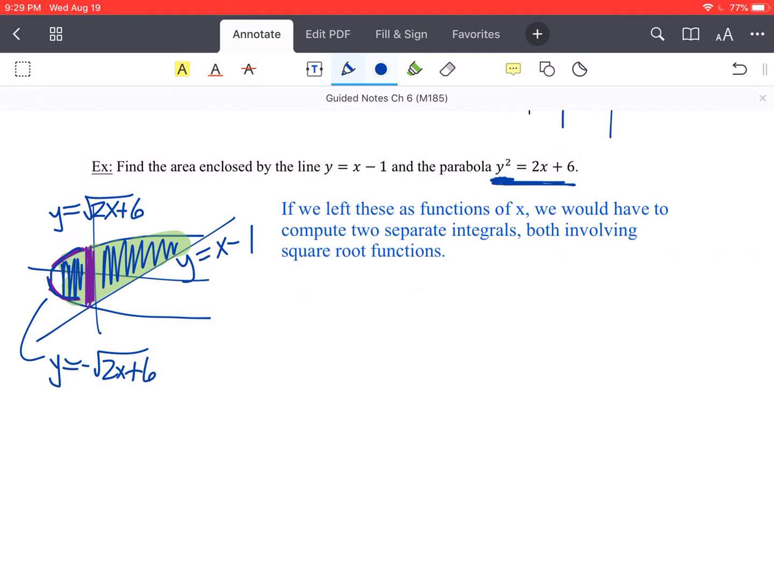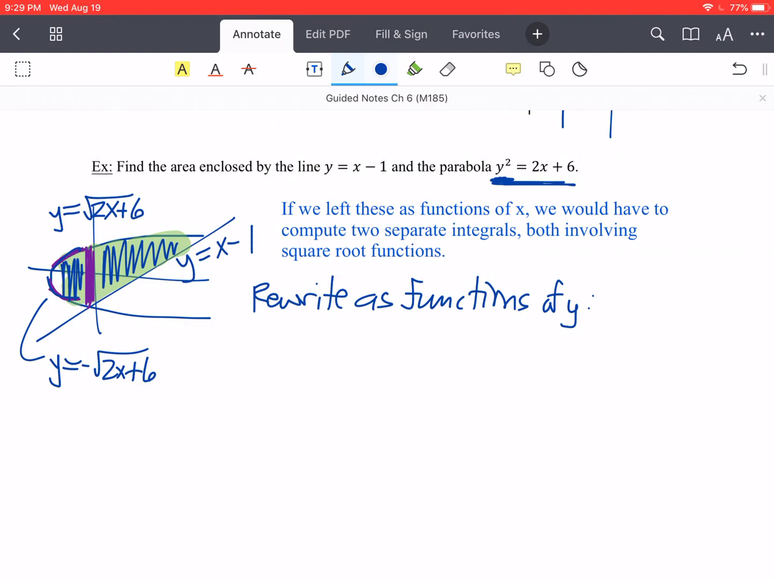Okay, now this is doable, right? It is possible to do it this way, but I don't think that's preferable. If you can make the work easier on yourself, by all means. We don't want to overcomplicate it for ourselves if we don't have to. So what we can do is rewrite as functions of y.